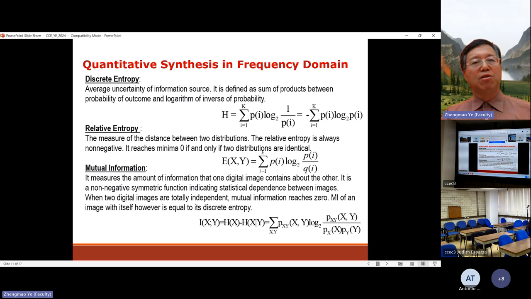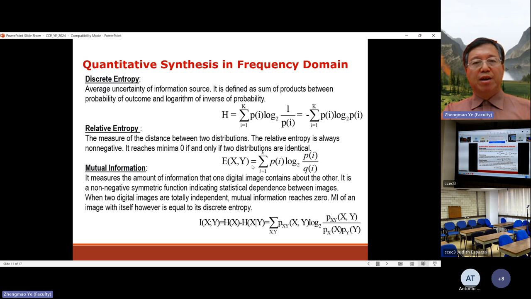First of all, let's take a look at quantitative synthesis in the frequency domain. The first one I want to introduce is discrete entropy. It shows the average uncertainty of an information source. It is also defined as the summation of the products between the probability function of the outcome and the log function of the inverse of the probability.